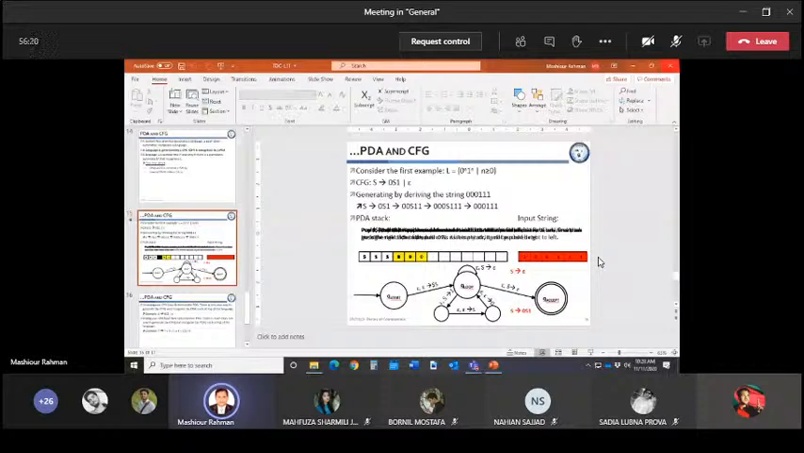ওকে, সো 3 কোশ্চেন, একটা হচ্ছে ল্যাঙ্গুয়েজ দেব, সিএফজি তে কনভার্ট করতে হবে। আরেকটা হচ্ছে সিএফজি দিব, পিডিএ তে কনভার্ট করতে হবে। আরেকটা হচ্ছে এনএফএ দিয়ে দিব, সেটাকে ডিএফএ তে কনভার্ট করতে হবে। So these are the 3 workout that you have to do on Monday. On Wednesday তোমাদের completely MCQ quiz হবে on the whole syllabus up to midterm. Wednesday তে হবে MCQ আর Monday তে হবে workout.